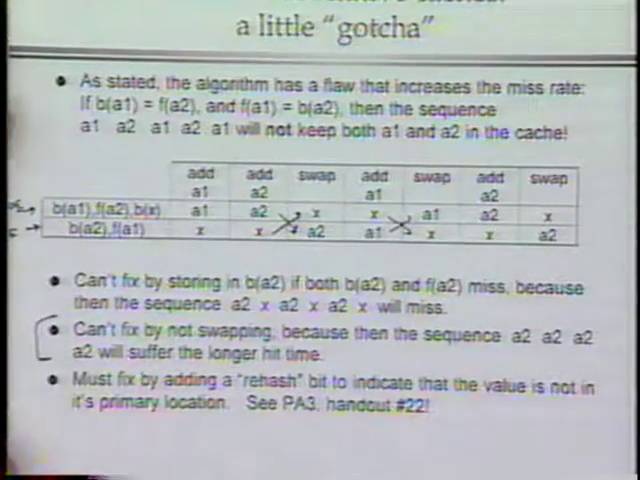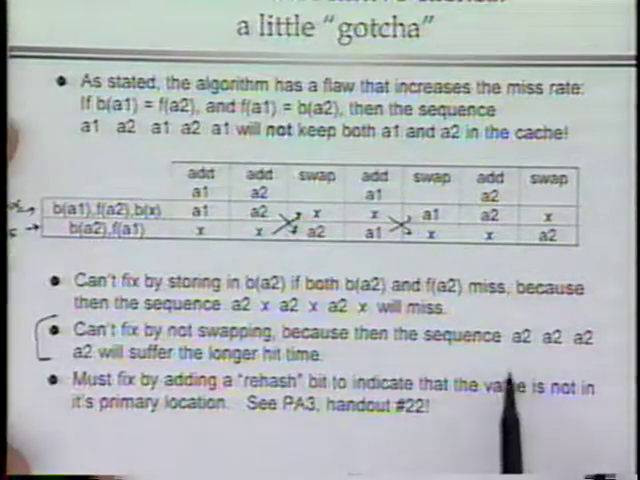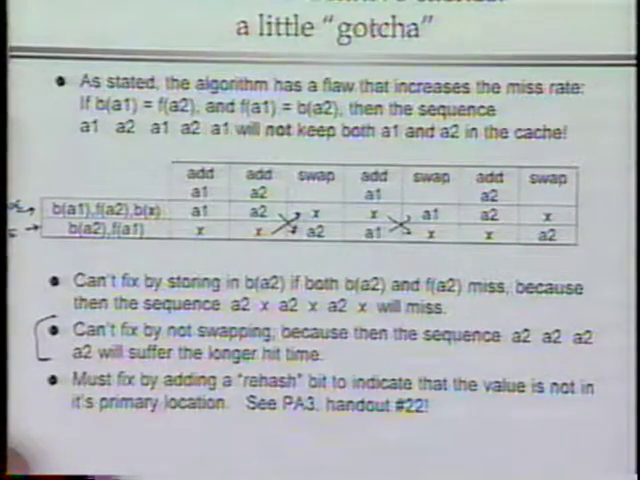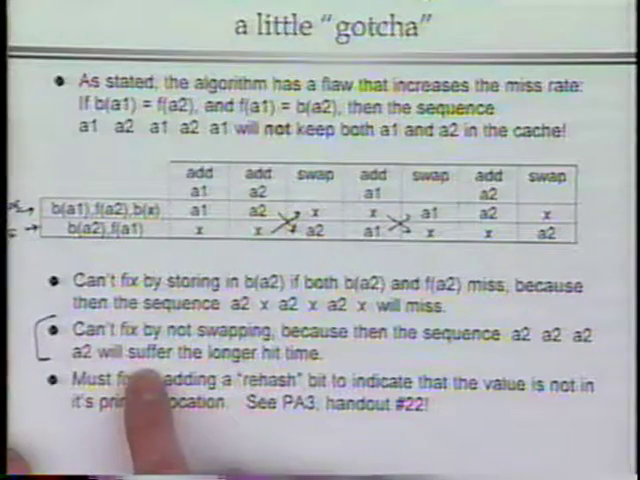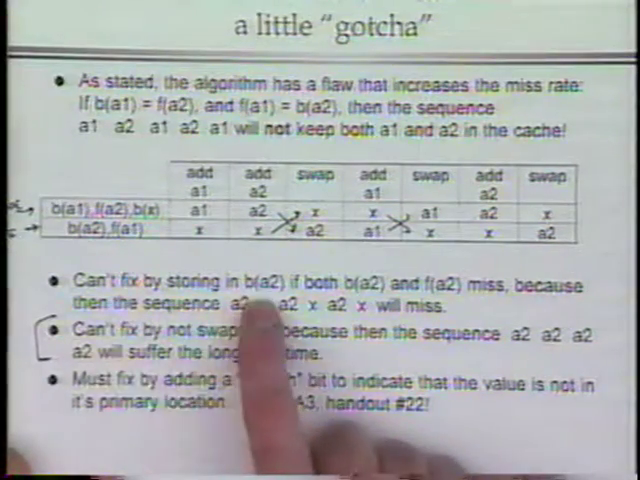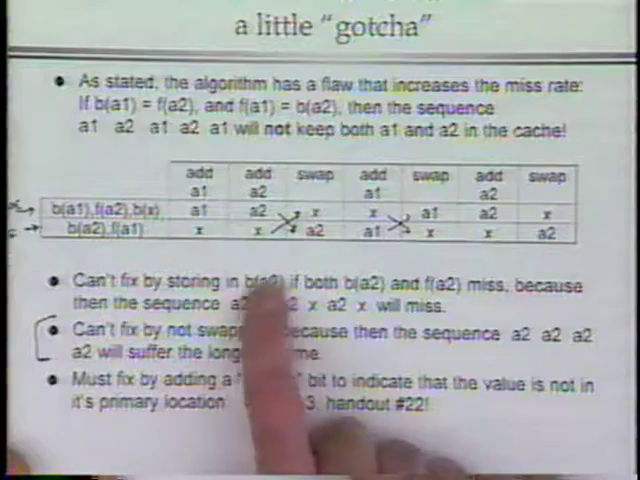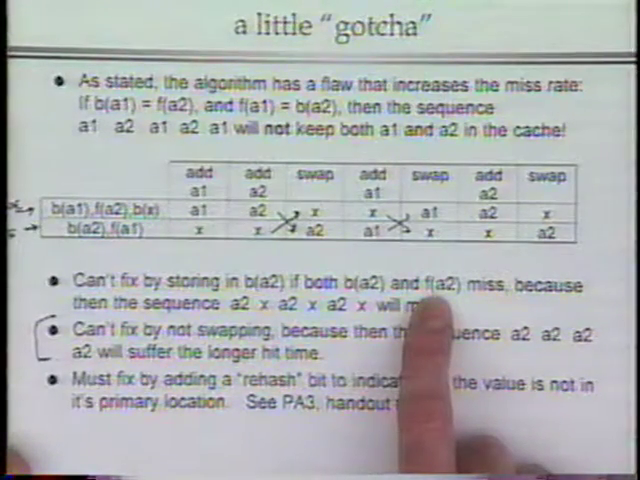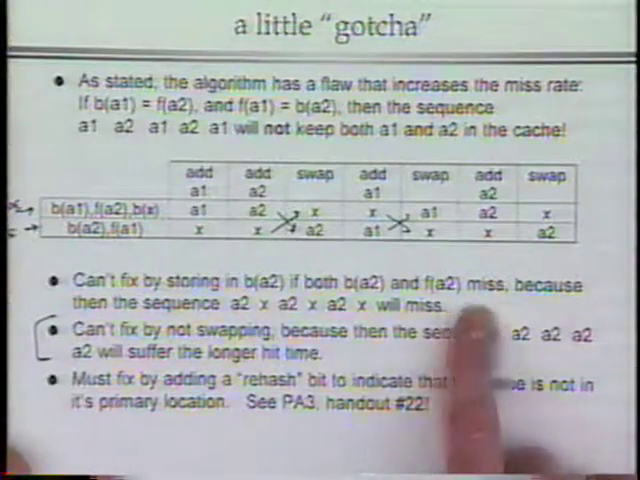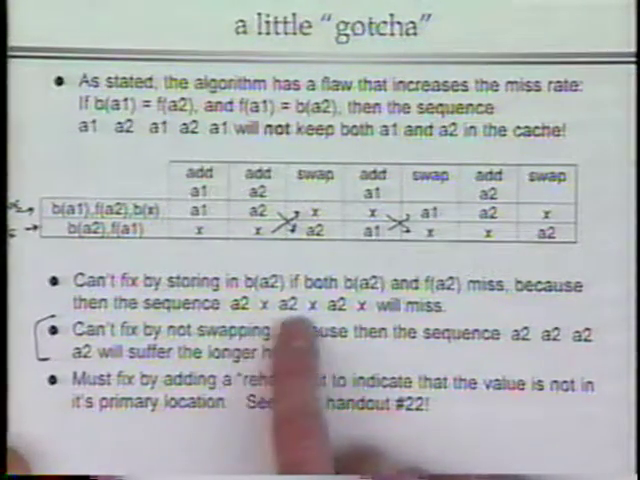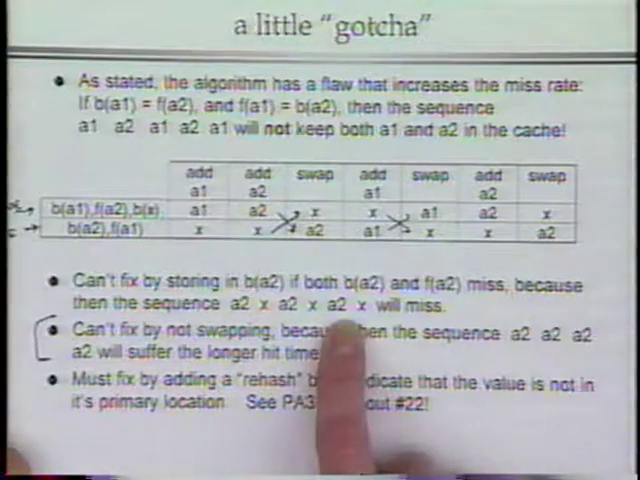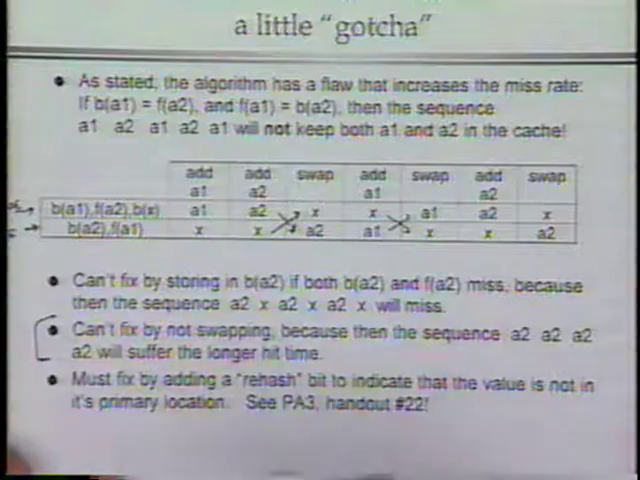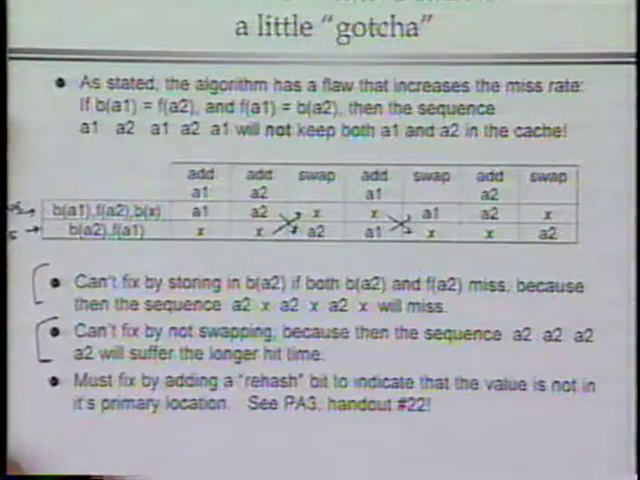It's not a good idea to fix it by not swapping, because then if you have a sequence like A2, A2, A2, A2, you'll never get the fast cache access. You can't fix it by storing into the primary location if you miss in both the primary and the secondary location, because try it for yourself and you'll see that a sequence like A2 X, A2 X, A2 X will always miss, because they'll always be fighting for the same location. So there's really no trivial fix to this problem.